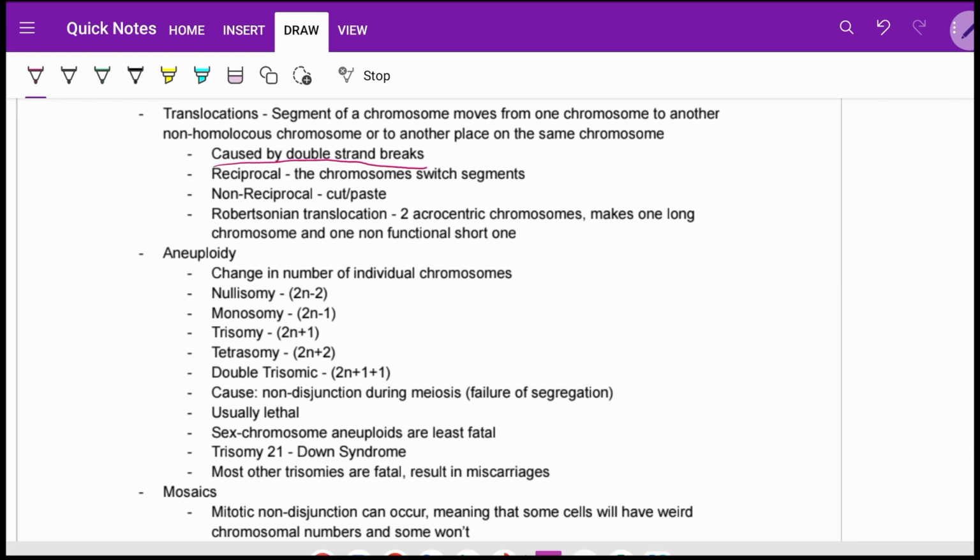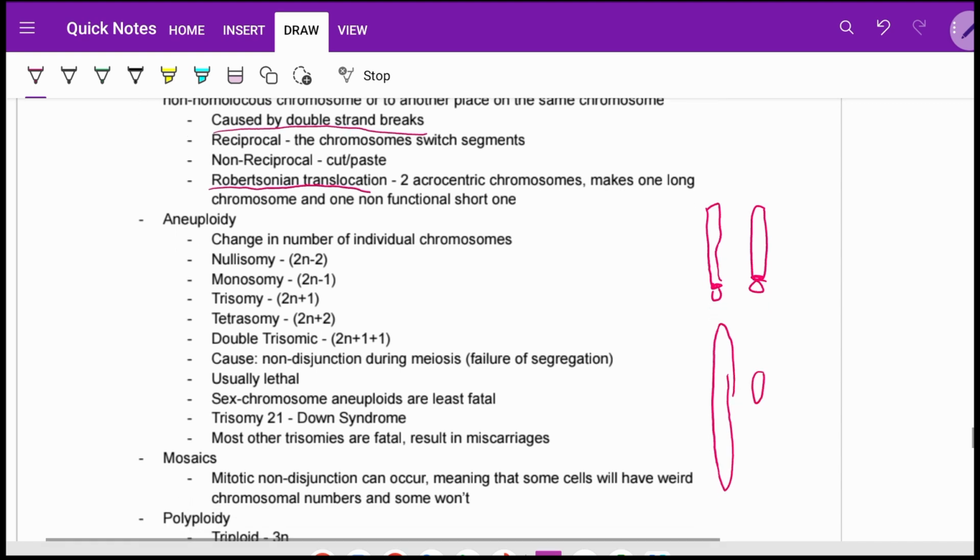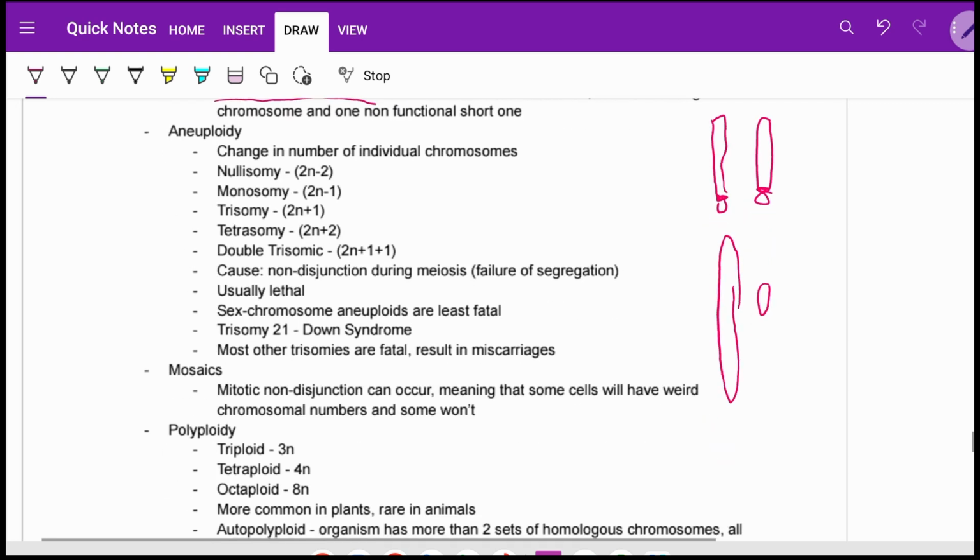We also have something called Robertsonian translocation, where we have two acrocentric chromosomes, which means that they're very long, they have their centromere, and they have a short nub at the end, and then another very long one and short nub at the end. Sometimes these can translocate, so then we create one super long chromosome and one little nub that is pretty much unusable. That's Robertsonian translocation. We also can talk about aneuploidy.